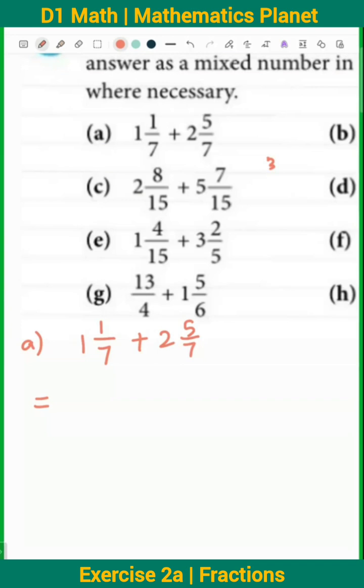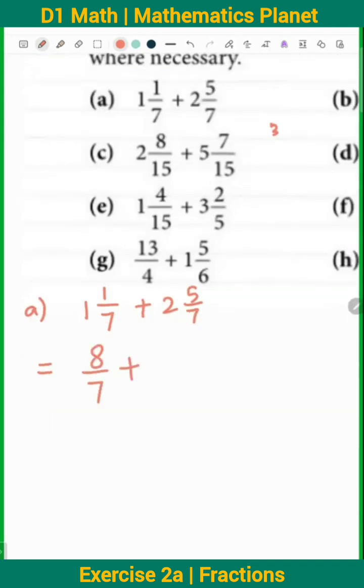So if you convert it into the improper fraction, what will you get? 7 times 1 is 7 plus 1 is 8 by 7, plus 7 times 2 is 14, 15, 16, 17, 18, 19. 19 by 7. So what will you get? 19 plus 8, that is 27 by 7.